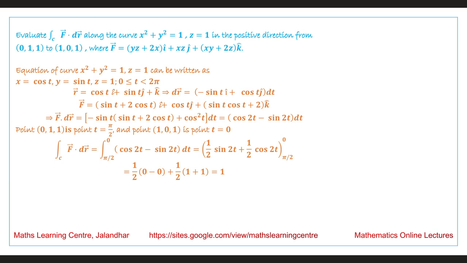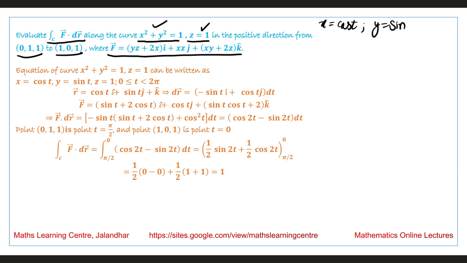Now next we have to evaluate the line integral along the curve x^2 plus y^2 equal to 1, z equal to 1, in the positive direction from the point (0, 1, 1) to (1, 0, 1), where the value of f vector is given over here. Again, this is the equation of the circle at z equal to 1. So we are using the substitution, the parametric form of this circle: x equal to cos t and y equal to sin t. The value of z is equal to 1.